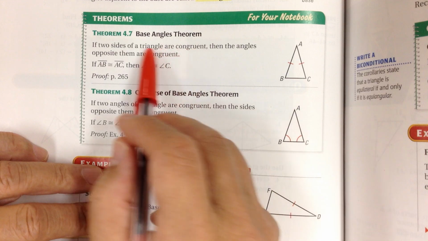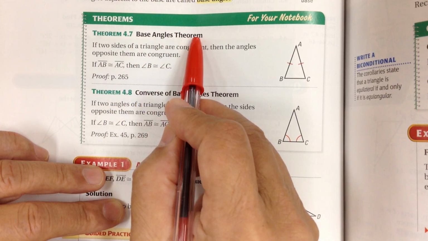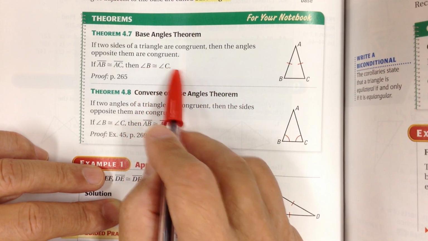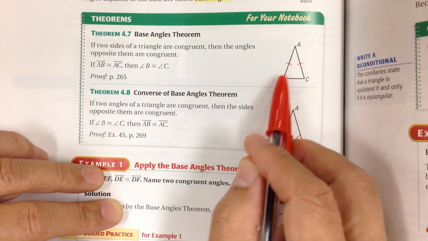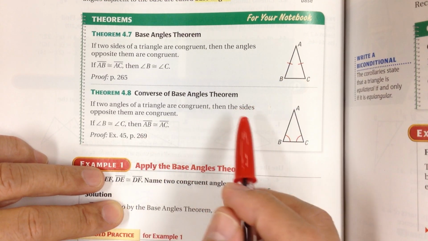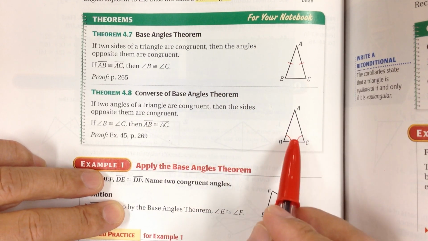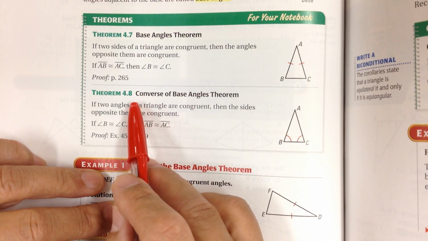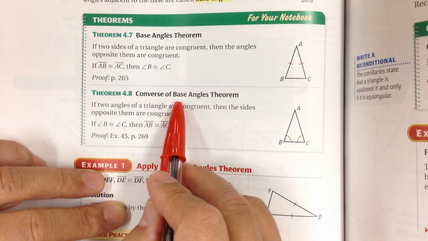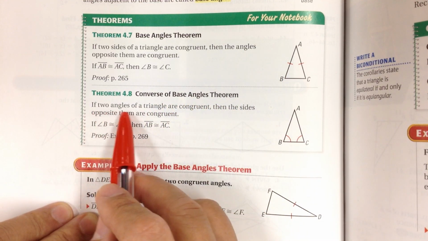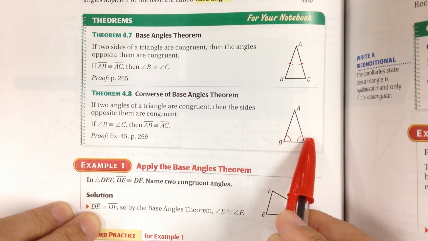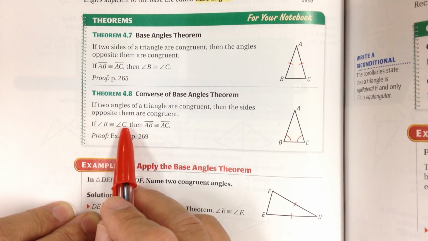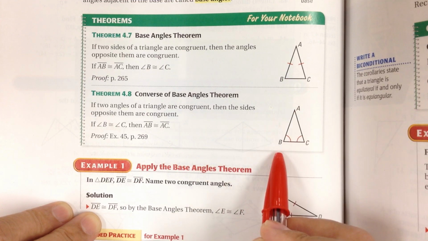Okay. So instead of memorizing the name, you can write down the content. So in this case, you can write down angle B congruent to angle C because angles facing congruent sides are congruent. Okay. So that's what we're going to use. And this next one is similar to that, the converse. So this is the converse of the base angle theorem. If two angles of a triangle are congruent, then the sides opposite them are congruent. So it says if angle B is congruent to angle C, then AB is congruent to AC.